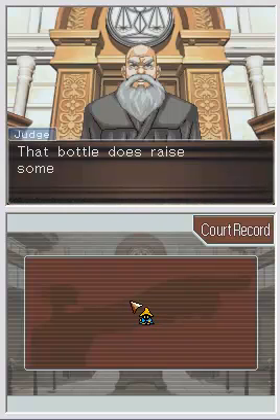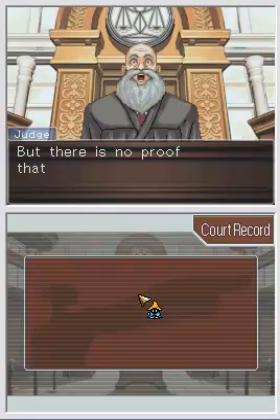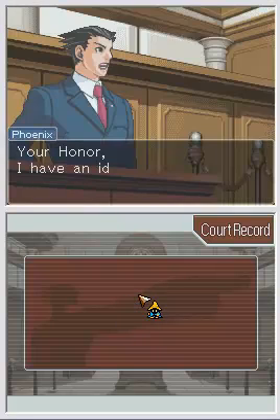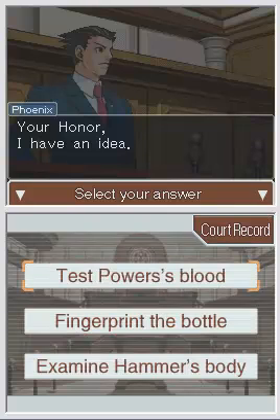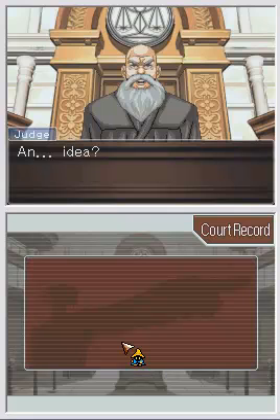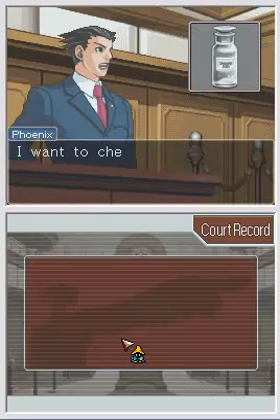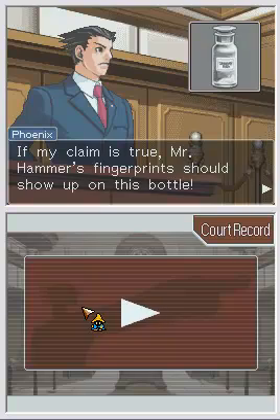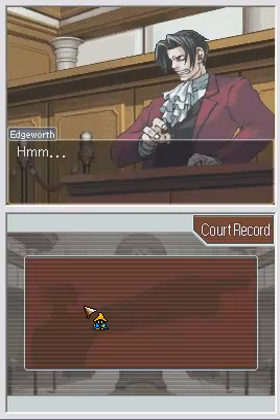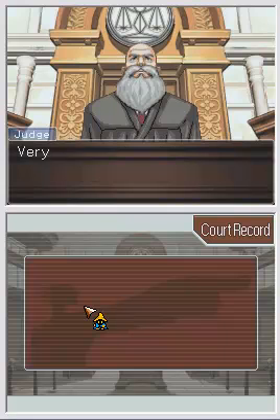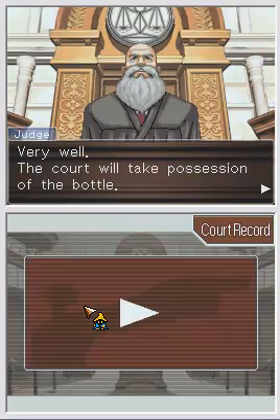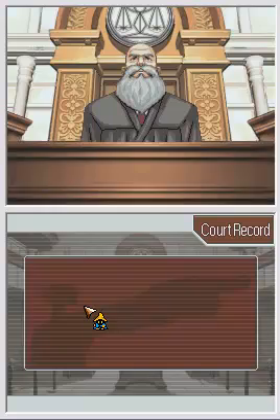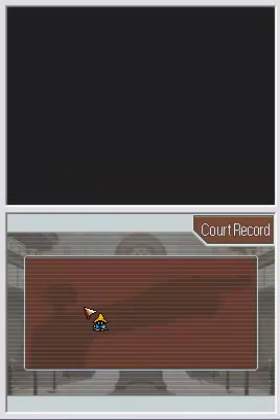Wait a moment. That bottle does raise some suspicion, yes, but there's no proof that Mr. Hammer used it. Your Honor, I have an idea. An idea? Very well, let's hear it. I want you to check the bottle for fingerprints. If my claim is true, Mr. Hammer's fingerprints should show up on this bottle. I suppose you're right. Very well. The court will take up possession of the bottle. Empty bottle given to the judge. Hope he was wearing gloves.